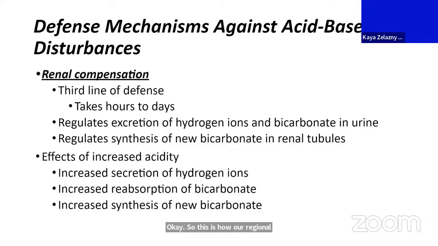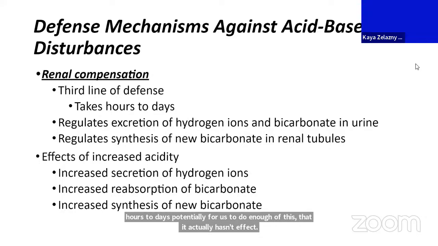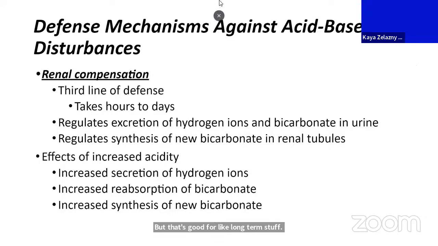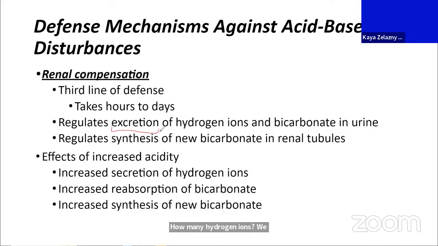We're thinking about these two pieces. So making or reabsorbing bicarbonate into the blood to adjust for extra acidity, extra hydrogen ions, extra CO2. And secreting hydrogen ions into the filtrate and therefore removing them from the body as urine. This is our third line of defense against acid-base disturbances because it takes longer. So hours to days potentially for us to do enough of this that it actually has an effect. But that's good for long-term stuff. We're going to be regulating how many hydrogen ions we are excreting, which means secreting them into the nephron and then excreting them out of the body.